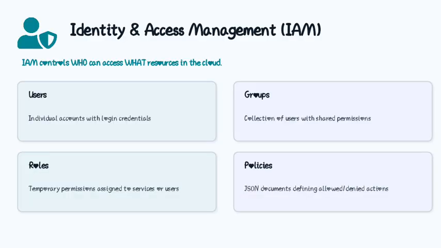IAM controls who can access what in the cloud. It has four components. Users are individual accounts. Groups are collections of users with shared permissions. Roles provide temporary access to services. And policies are documents that define allowed or denied actions.